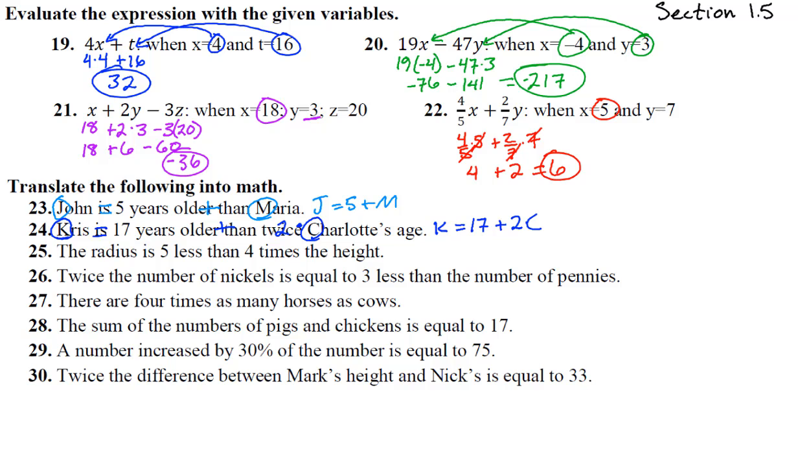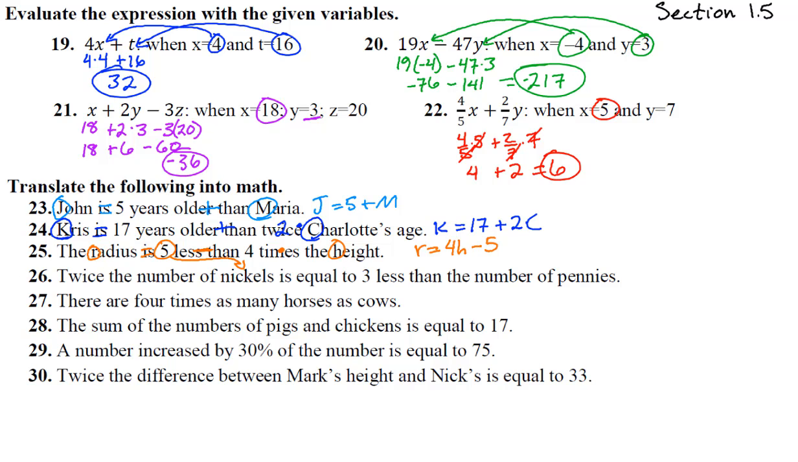Great. Number 25. The radius, so that's going to be our R, is, that's equals, 5 less than. Now less than is a minus, but it's 5 subtracted from. When you're 5 smaller than something, that means you're taking that something and subtracting 5. So this 5 actually has to go on the other side of that. And then 4 times, that's a dot, 4 times the height. So this would be radius equals 4h minus 5. So 5 subtracted from 4h.